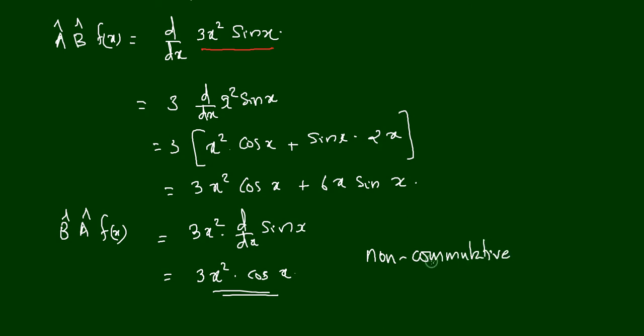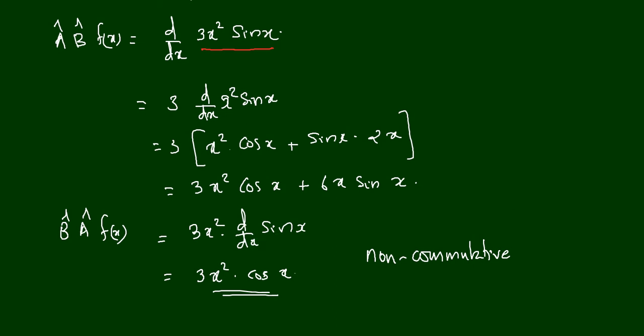In the case of commutative operators, the sequence of operation doesn't matter, but here the sequence of operation matters, so they are non-commutative operators. Which are the non-commutative operators? 3x² and d/dx are non-commutative operators.